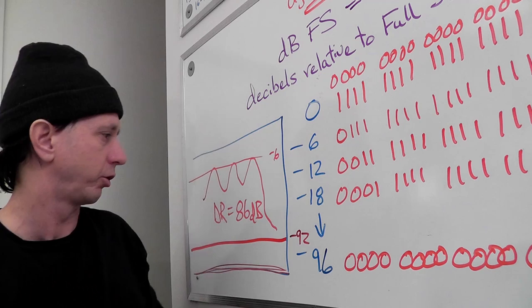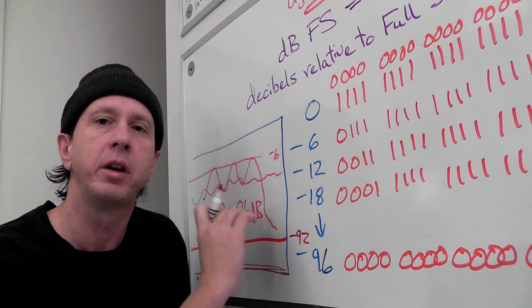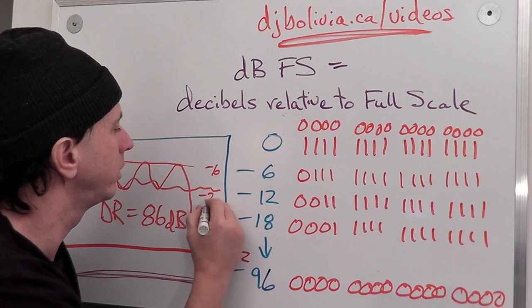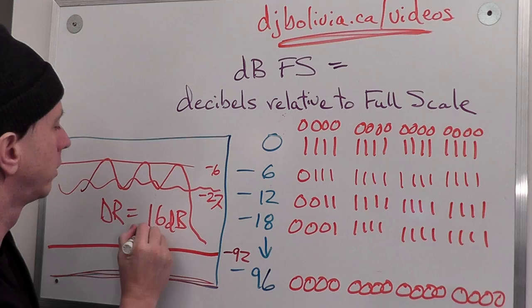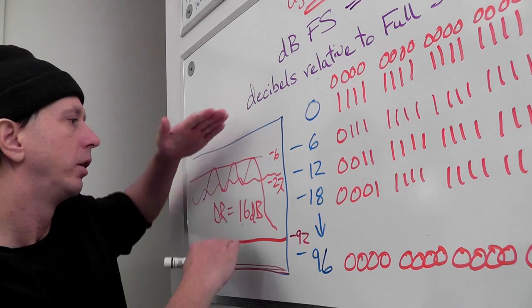It's very squished. You know, during the quiet parts of the music, the audio signal's way up here. So the background noise floor never comes into play, except between two songs. So if the quietest parts of your song are around negative 22, then your dynamic range is only 16, not 86. If you've got modern dance music, quite often they compress it beyond all rational thought, and they squish it to try and make it as loud as possible.